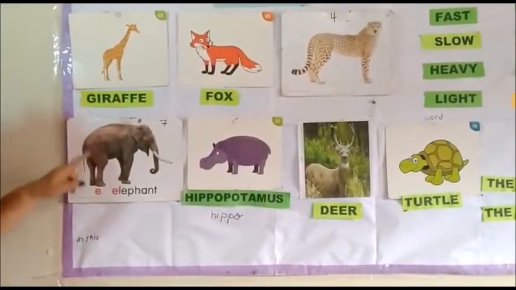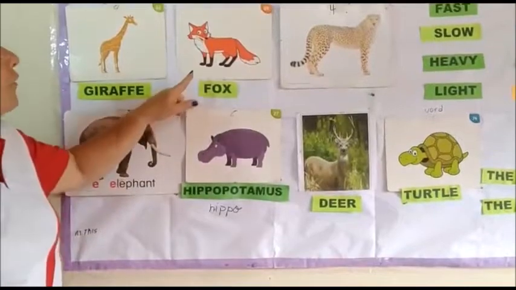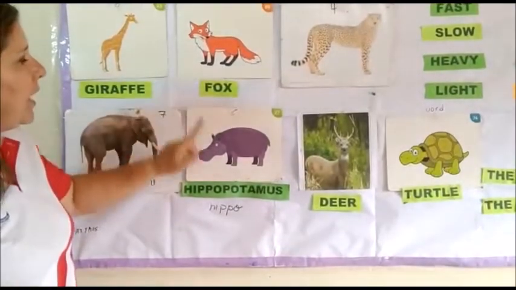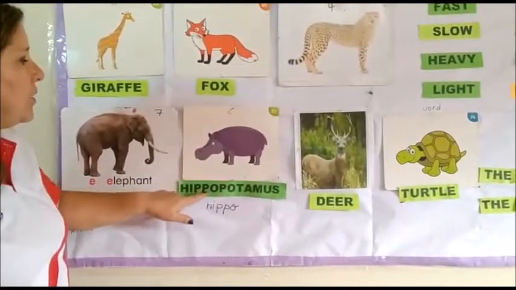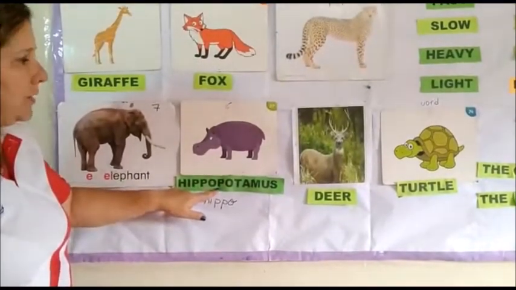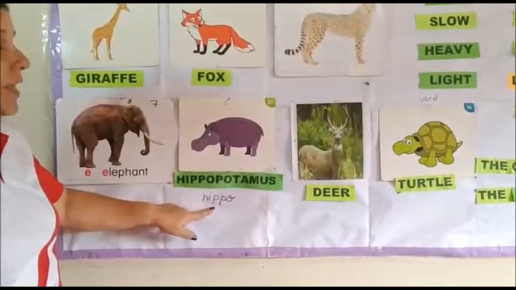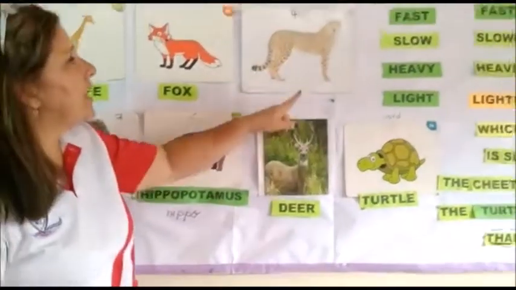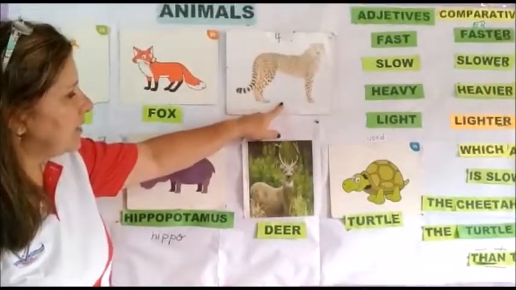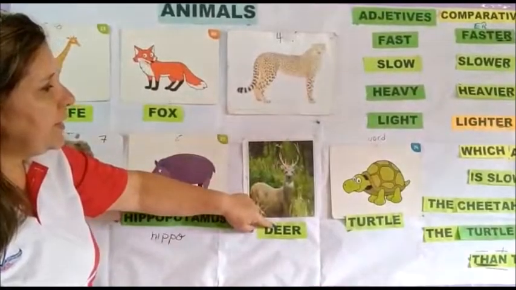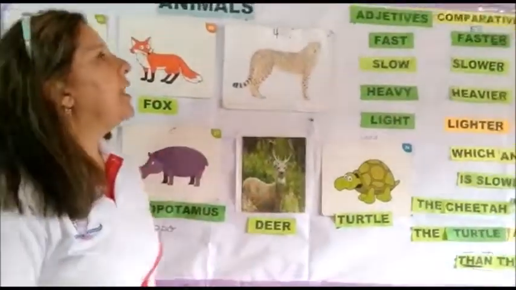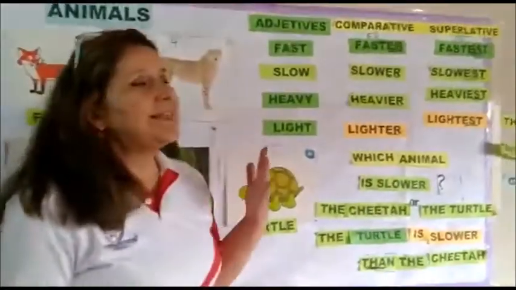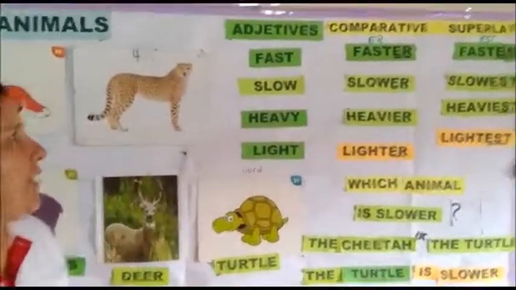Giraffe, elephant, fox, hippopotamus. You can also say hippo because this is a tricky long word. You can say hippo as well. Cheetah, deer, and turtle.